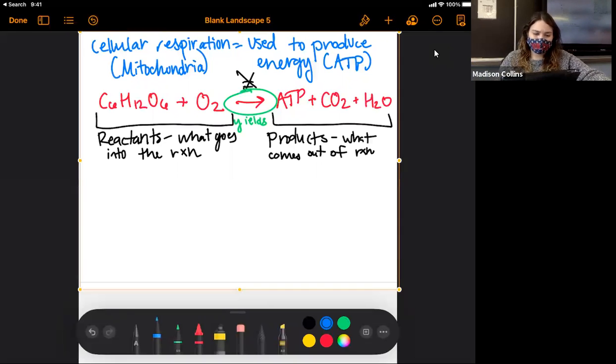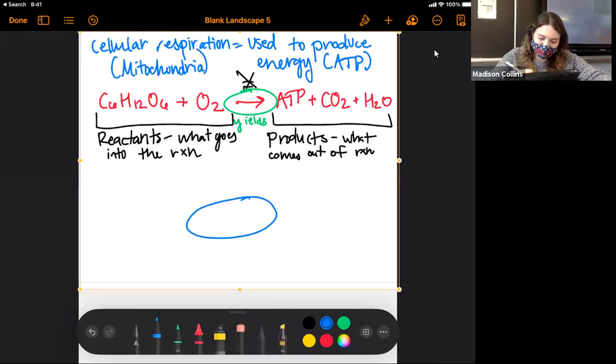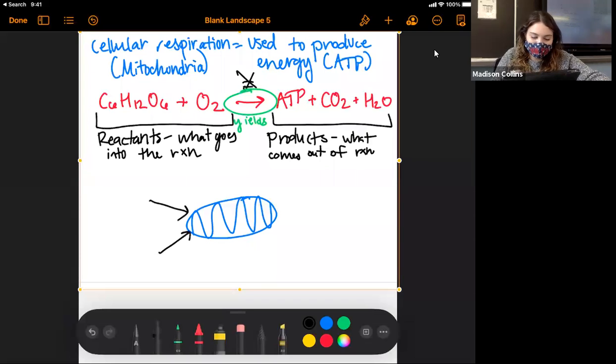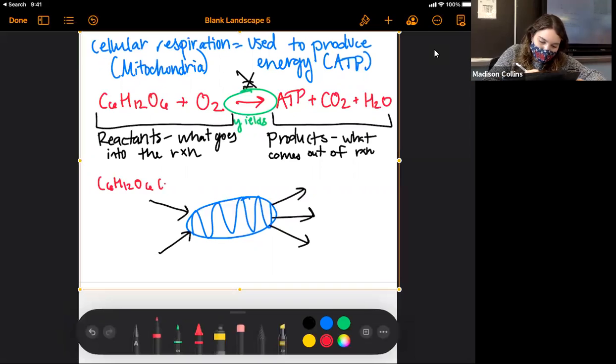Now let's draw a picture of what cellular respiration looks like. I told you guys that this happens in the mitochondria. So your mitochondria should look something like this. Now, whenever we draw a chemical reaction happening inside an organelle, I'm always going to draw it using arrows pointing in and arrows coming out. This is so we can figure out what goes into this reaction and what comes out. So our two reactants of this equation are going to be glucose and oxygen.